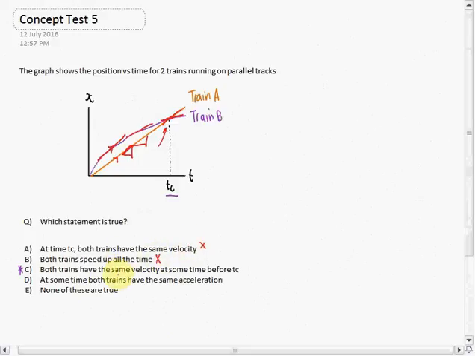At some point in time, both trains have the same acceleration. Well, we haven't covered that yet, but acceleration would mean the same rate of change of velocity, which is also not true, because velocity here is constant, velocity here is decreasing, which means they would have different accelerations. And it's definitely not E. Okay, so it's definitely option C.